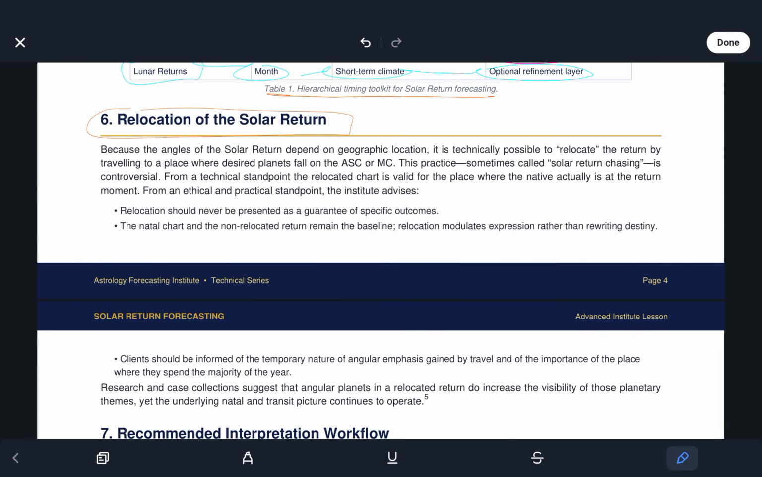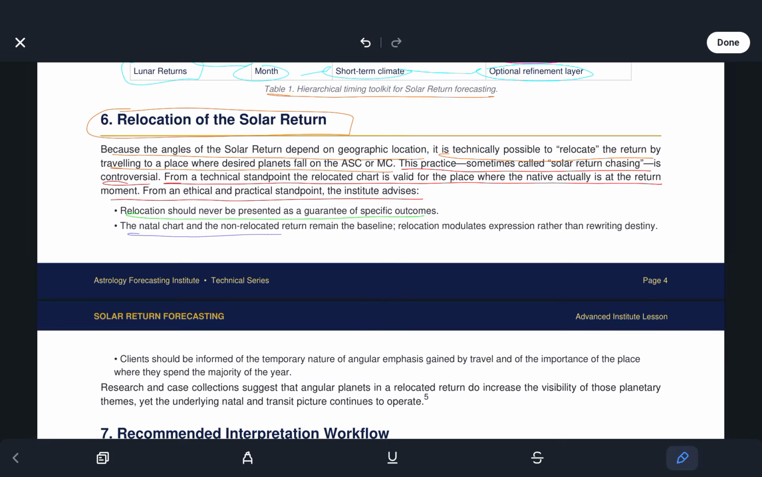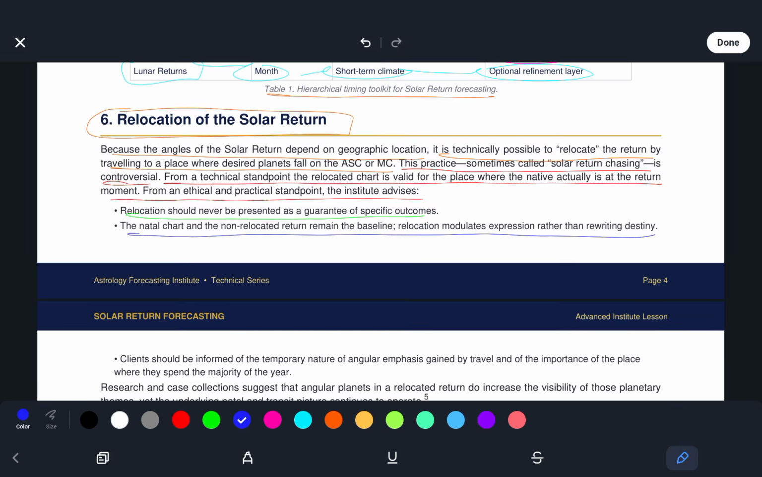Relocation of the SR. Because the angles of the SR depend on geographic location, it is technically possible to relocate the return by traveling to a place where desired planets fall on the ascendant or the midheaven. This practice, sometimes called SR chasing, is controversial. From a technical standpoint, the relocated chart is valid for the place where the native actually is at the return moment. From an ethical and practical standpoint, the Institute advises relocation should never be presented as a guarantee of specific outcomes. The natal chart and the non-relocated return remain the baseline. Relocation modulates expression rather than rewriting destiny.